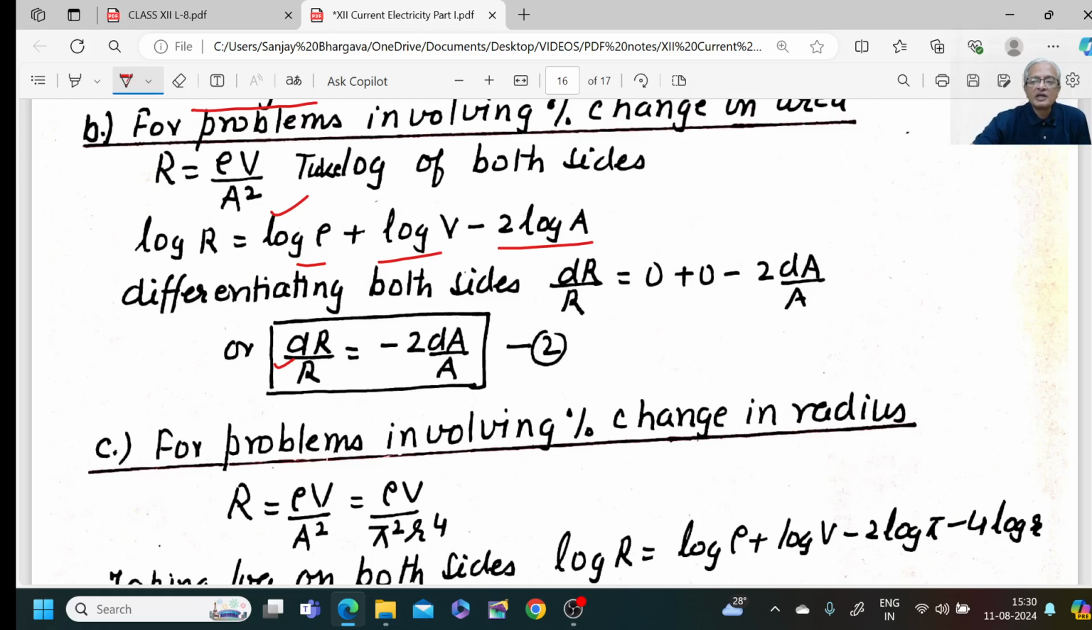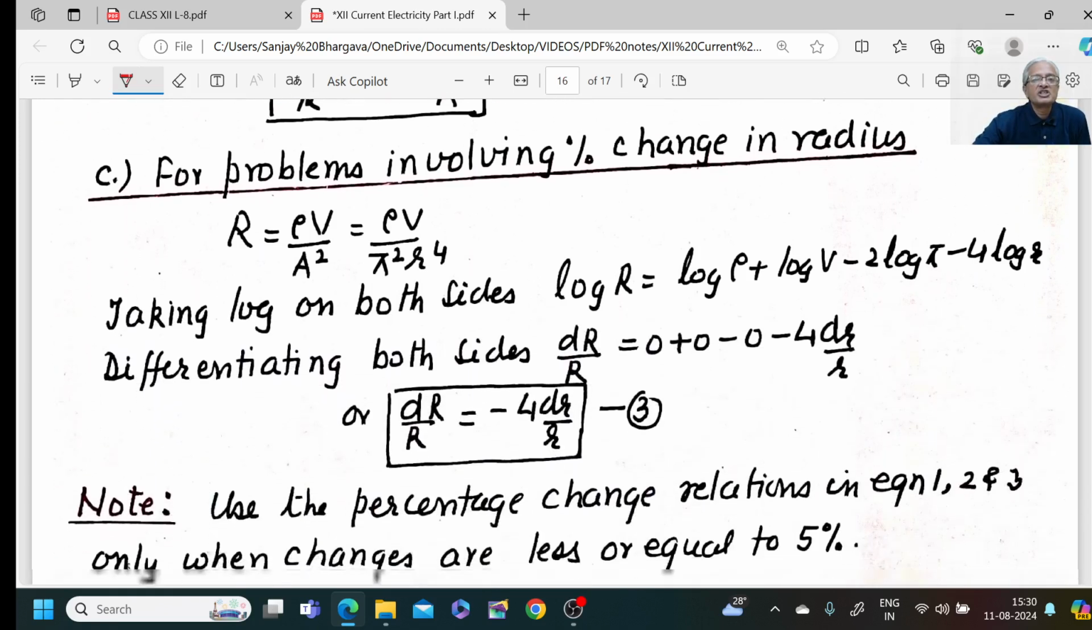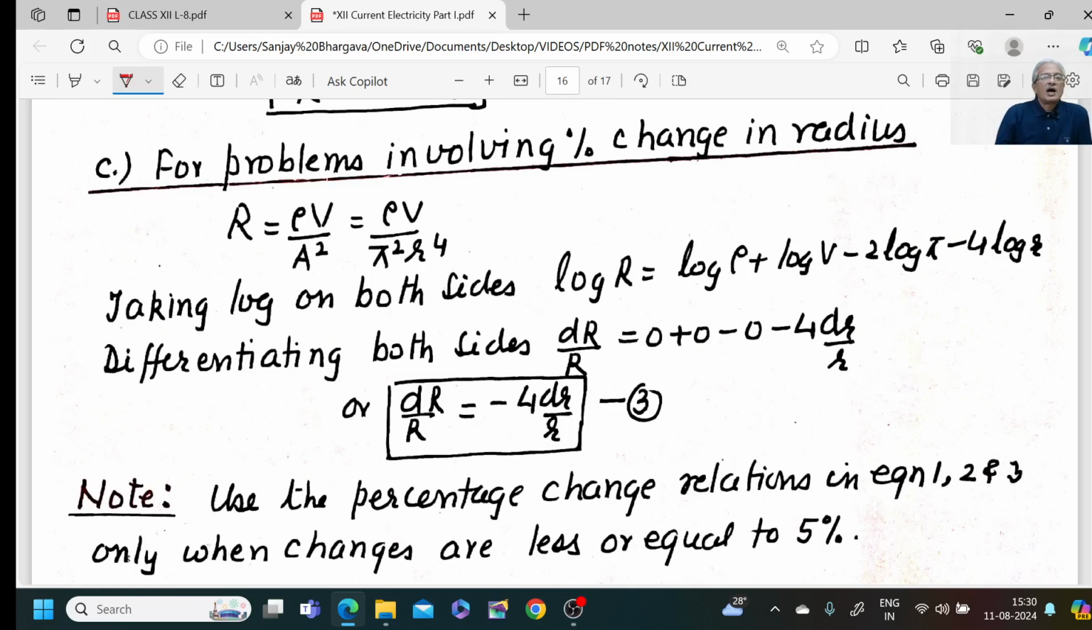For problems involving percentage change in radius, R would be equal to rho V upon A square, which could be written as rho V upon pi square r power 4. Just take log of both the sides, differentiate, and we have dR upon R would be minus 4 dr upon r. This is called percentage change in resistance. This is percentage change in radius.